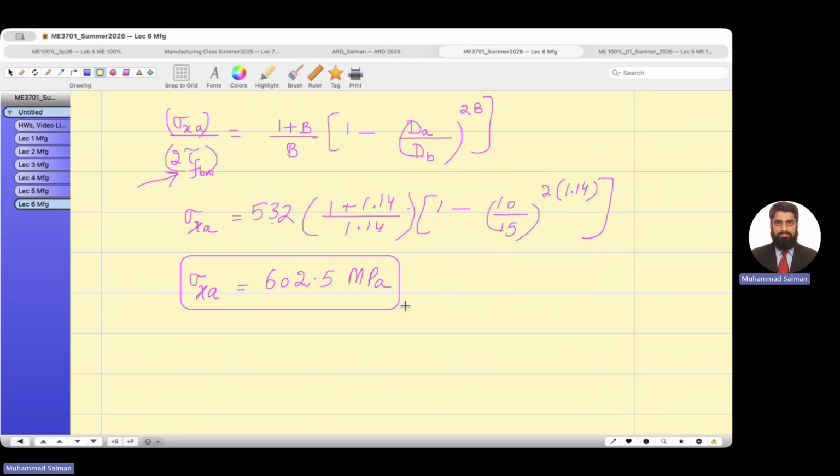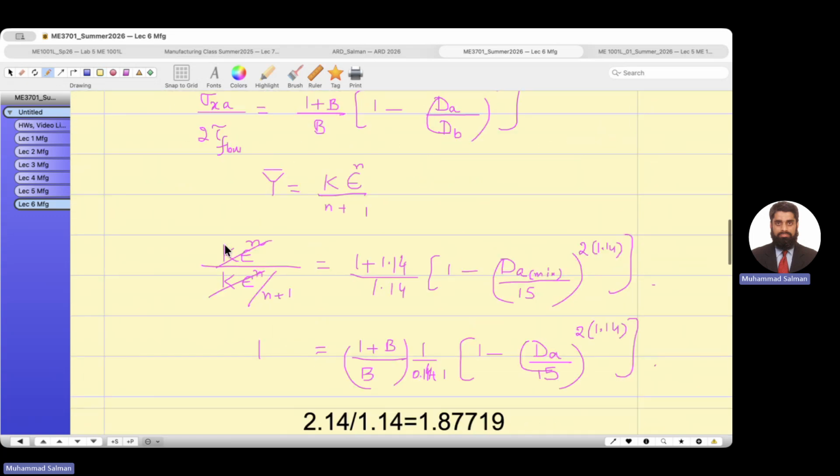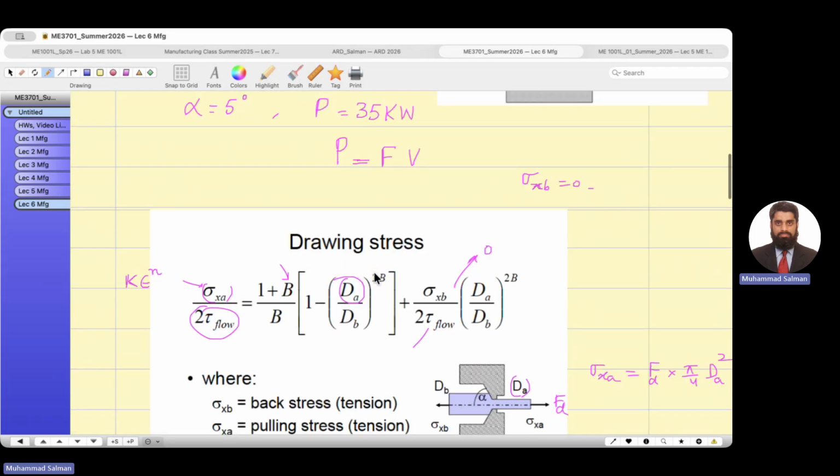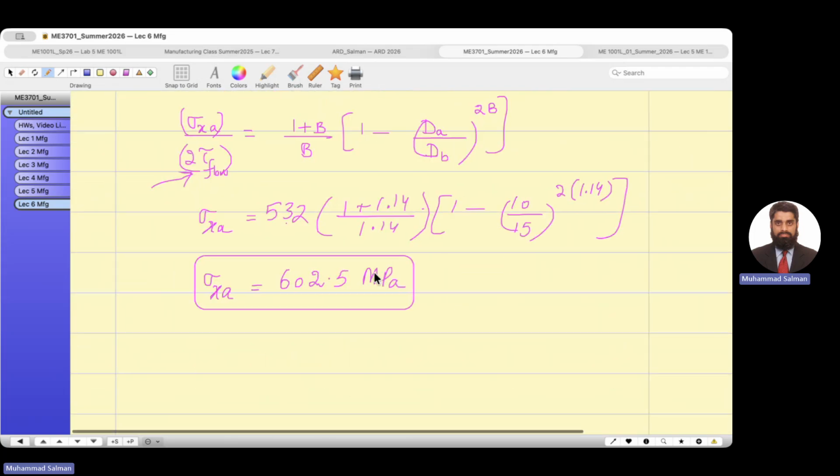The last part is coming, which is sigma. Our question states to find out the drawing speed. Look here. The drawing speed is not given, but the answer has already been given to you for your help. I will not give the answer in the exam. You will do it by yourself. The exam is this Thursday. Okay, let's do this math together.